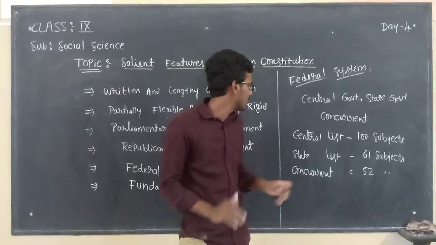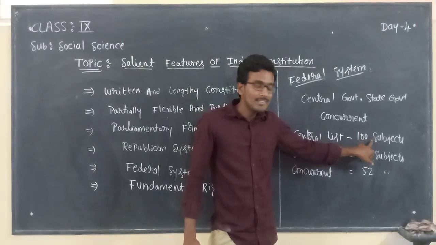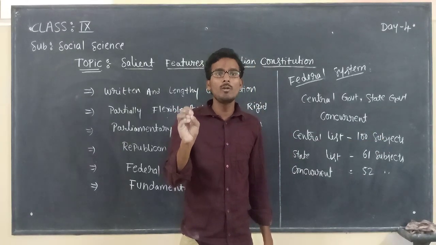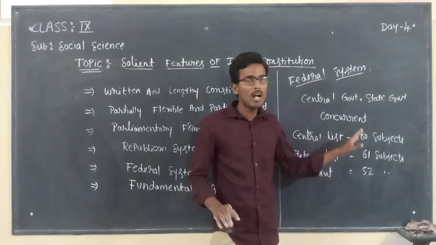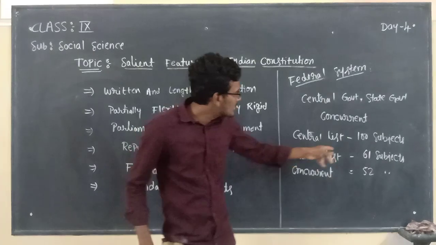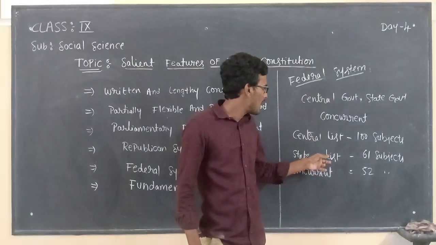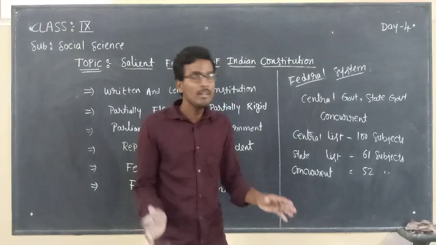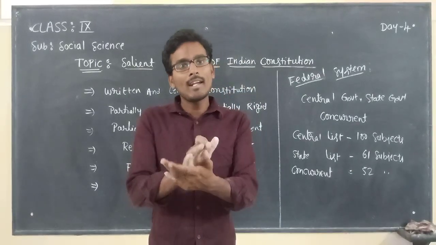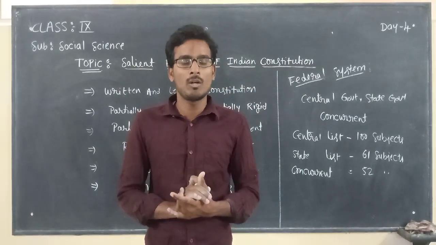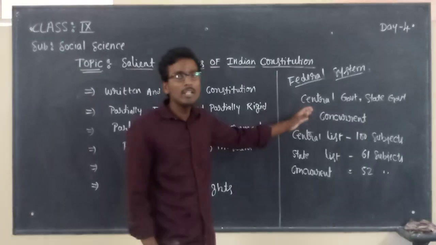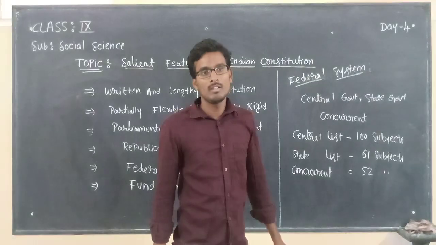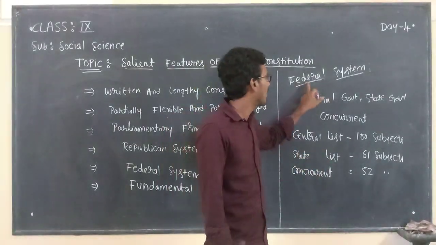Concurrent means both. Remember, in these 100 subjects, the central government has the responsibility to make laws. State government should not be involved. And in these 61 subjects, the state government has complete responsibility to make laws. And coming to concurrent, it is a combined function of the central government as well as the state government. This kind of administration division is called federal system.